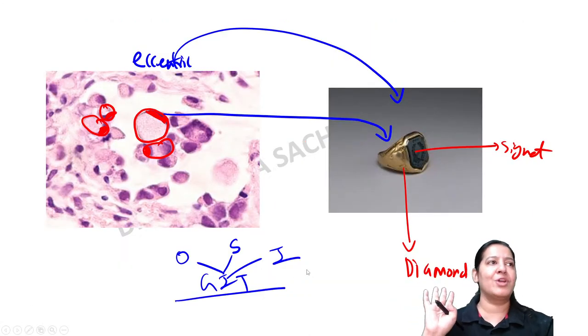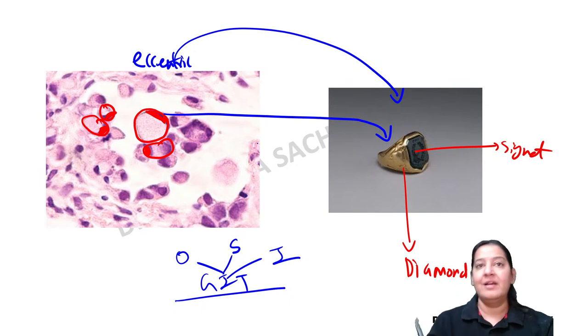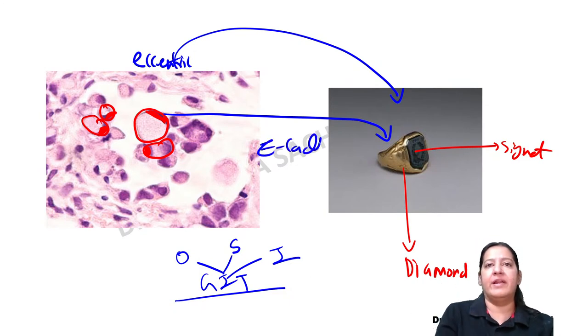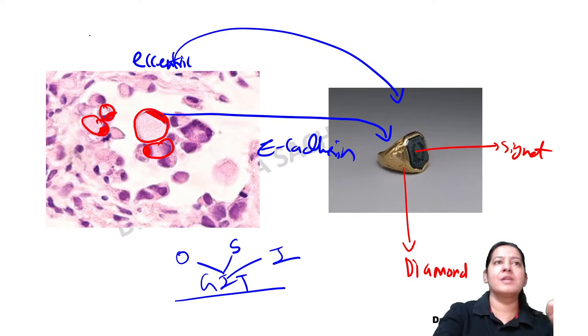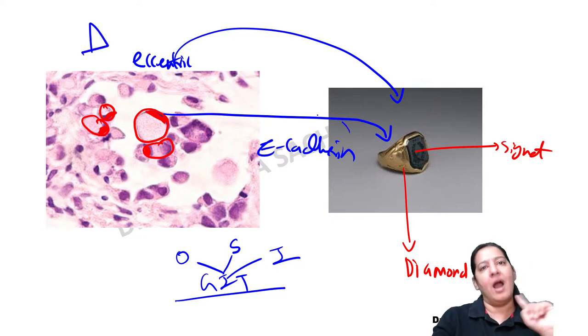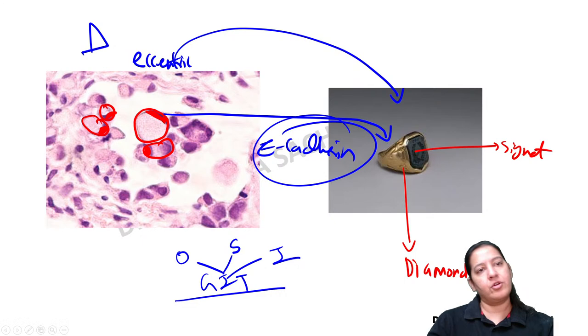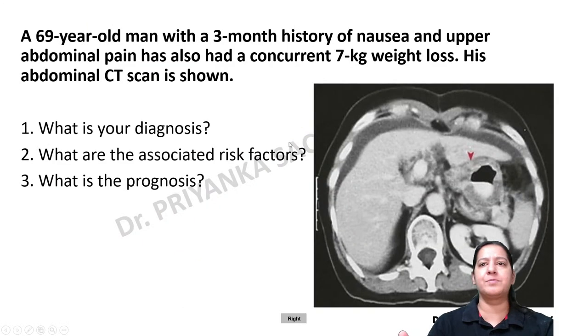So let me move to the next question. Have you got it? The mutation here is E-cadherin. Questions can be asked on the diagnosis, on the mutation, and on the prognosis. The prognosis is poor. Coming to the next question, which is in front of you.